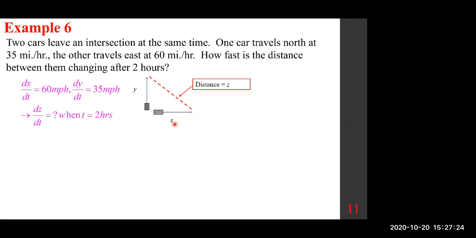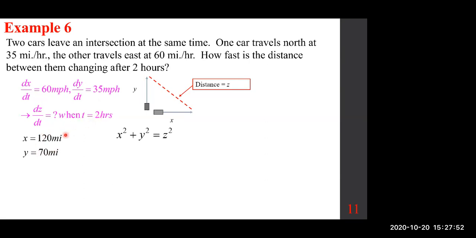But before even we go there, the value of x, I hope you see the dx/dt is 60. So 2 hours later, x is 2 times 60. And 2 hours later, y is 2 times 35, okay? So we have those values, okay? Comes from d equals rt, okay? So we have those values 2 hours later. This is a simple calculation.